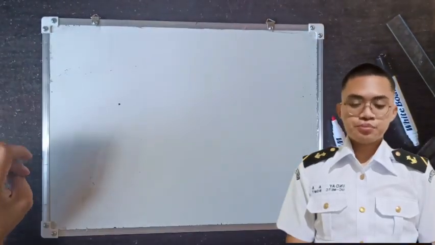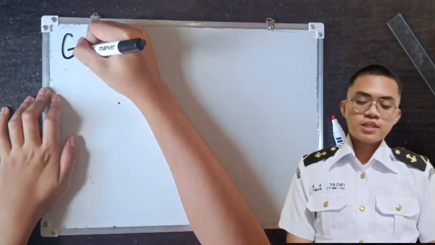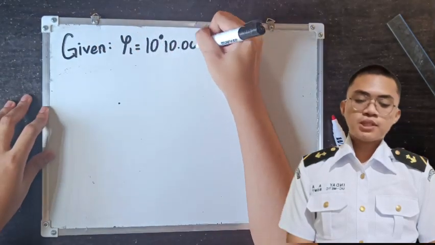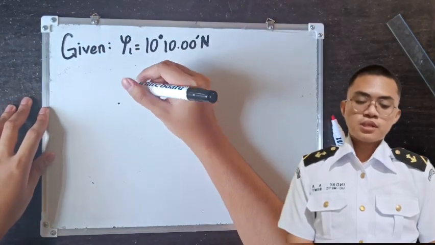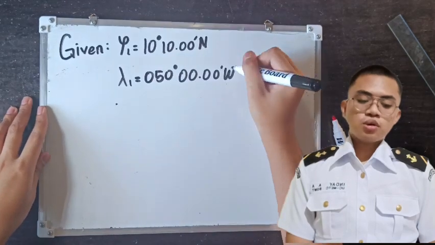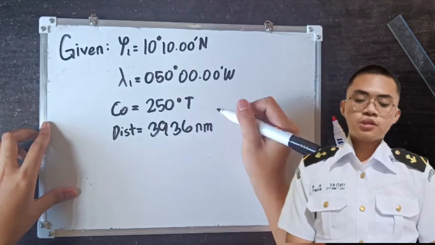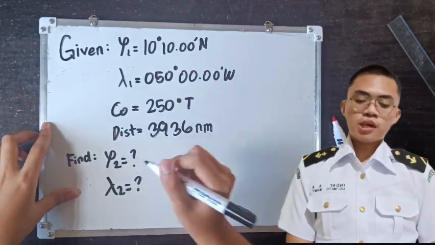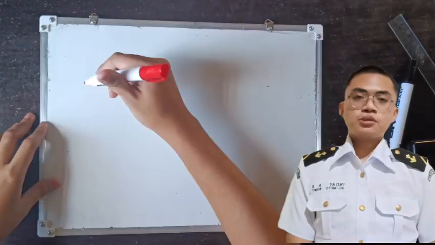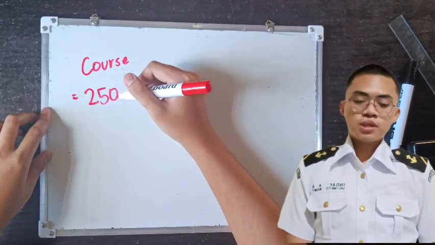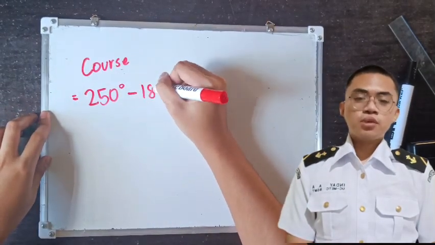For example, a vessel departed from 10 degrees 10 minutes north, 50 degrees west, on a course of 250 degrees true, for a distance of 3,036 nautical miles. Find the arrival position. Now, 250 degrees true can be converted into south 70 degrees west.